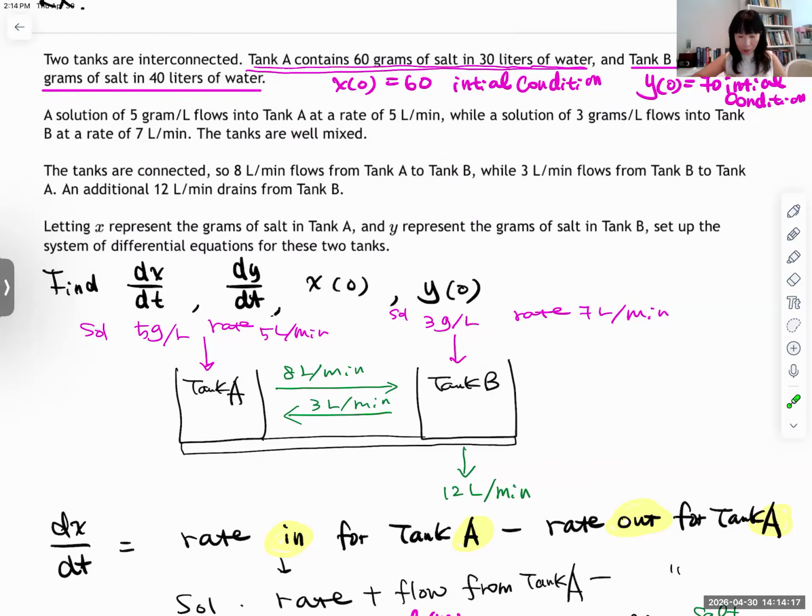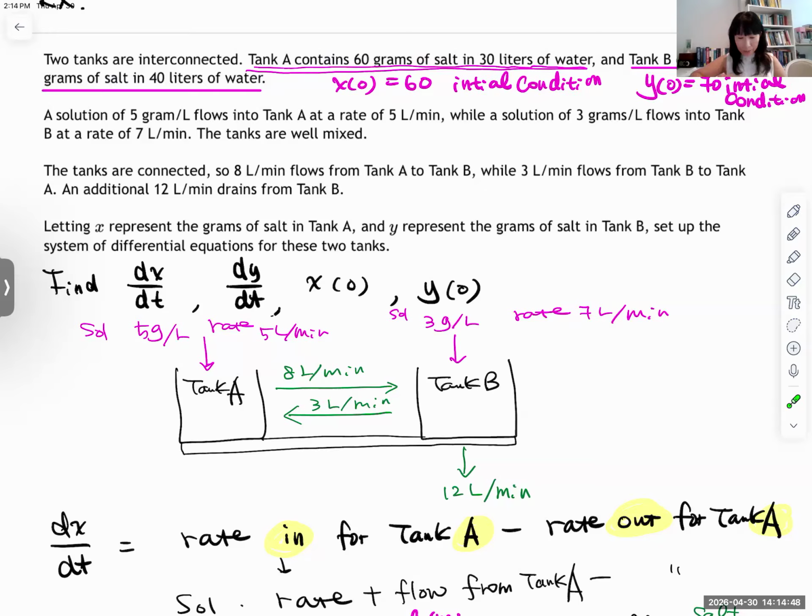Now we set this up as the initial condition. When x of 0 is 60, that's 60 grams of salt. And we have tank B, y of 0 equal to 70 grams of salt. All right?